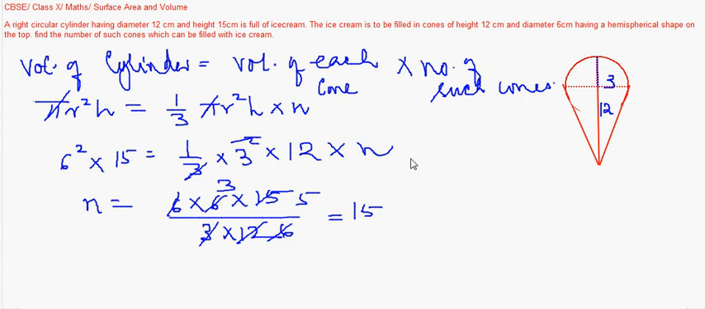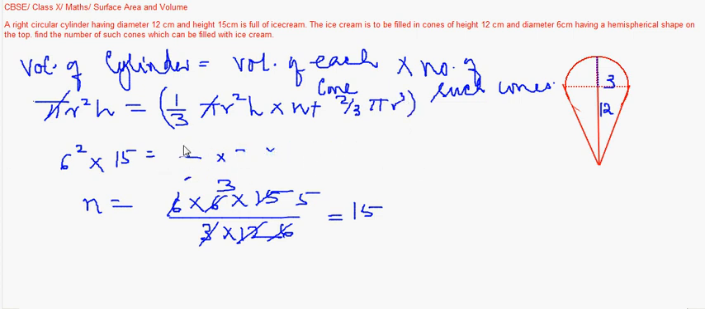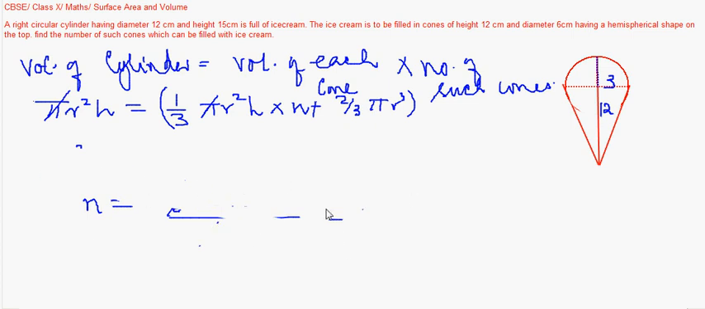Oh, I forgot one thing. Volume of each cone ice cream also has one hemisphere in it, which I didn't take into consideration. Plus there is a hemisphere, and the volume of the hemispherical part also needs to be calculated. It is 2 by 3 pi r cube. Oh, I made a mistake. Let me rectify this calculation here. I'm sorry. Let the pi not get cancelled. I'll just replace it with the values now.